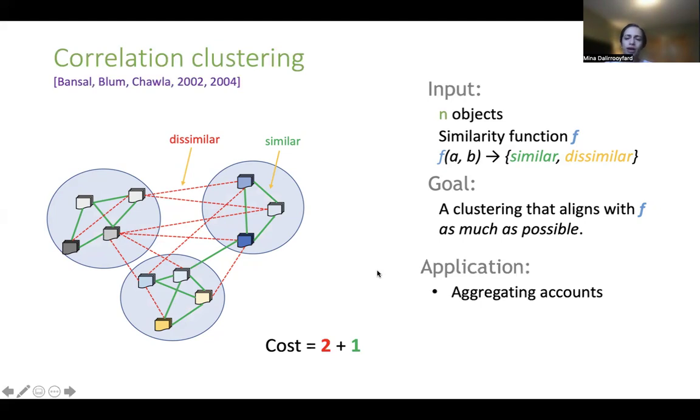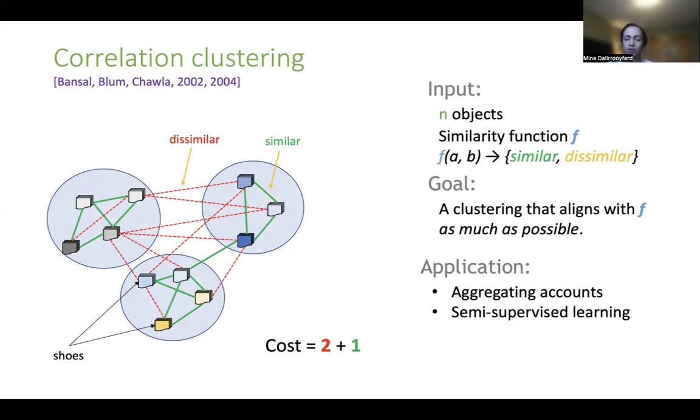Correlation clustering has a lot of applications. I'll give you 2 examples. The first one is in aggregating accounts. So, for example, each person has accounts in different platforms, for example, in Netflix, Amazon, Gmail, etc. And think about this task where we want to aggregate accounts of each person. Correlation clustering can help with that.